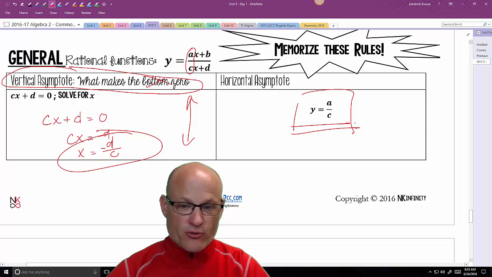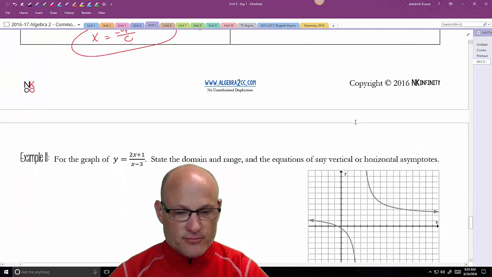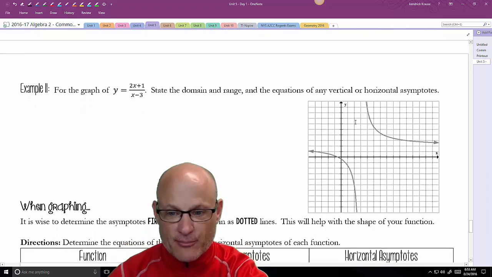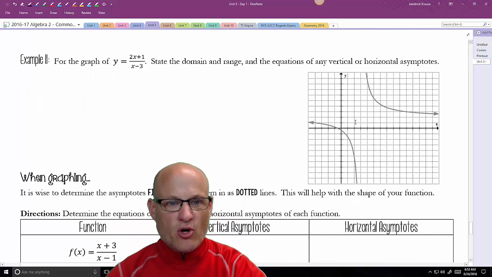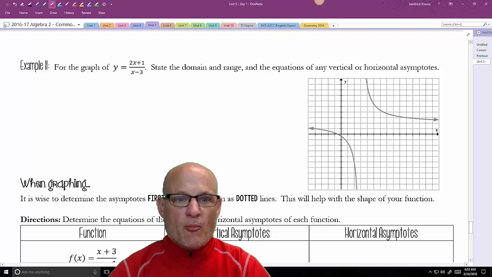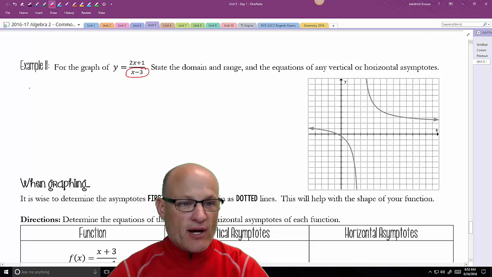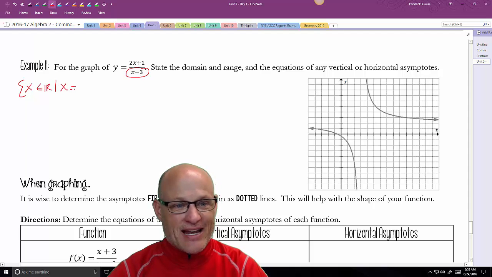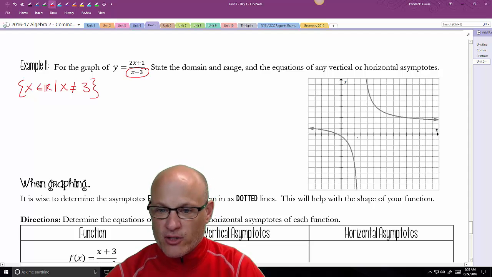So all I want to do is go through a couple of examples and show you how this is done. Well, I'll do one graphical example. So over here, what can't x equal? X can't equal 3. So I know that my domain is x is in the set of all reals such that x cannot equal positive 3. Or just x can't equal 3. 1, 2, 3. Notice this line right here.